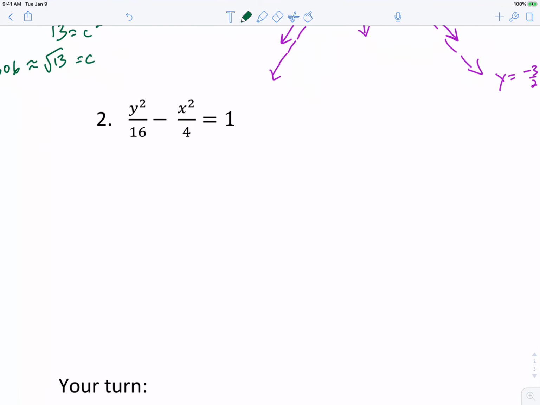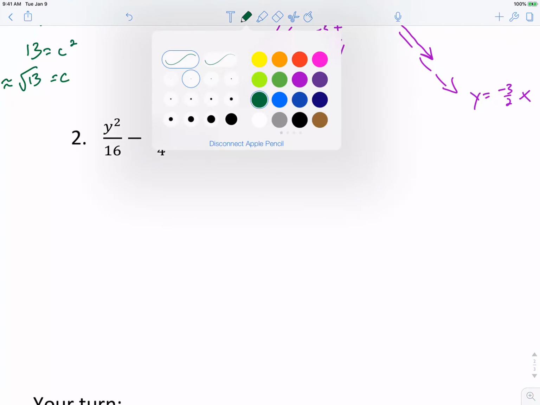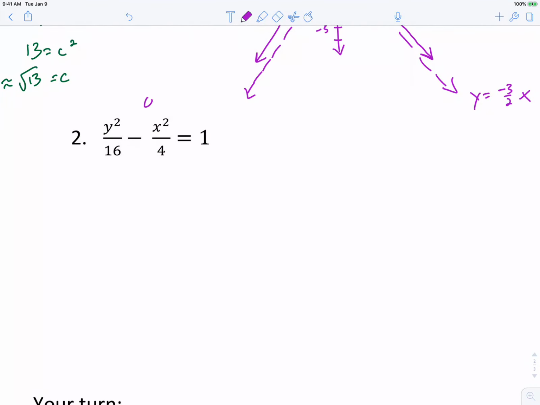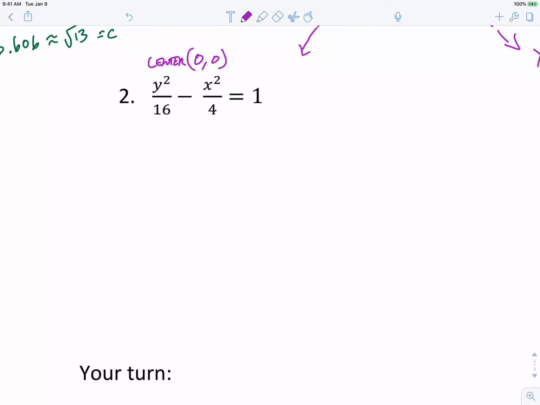All right, let's do the next one together. So again, the center is at 0, 0, because there's nothing in here with the y or the x. They're not shifted at all. So I have that center. I know that my a squared is equal to 16 and my b squared is equal to 4. So a is going to be 4 and b is going to be 2.